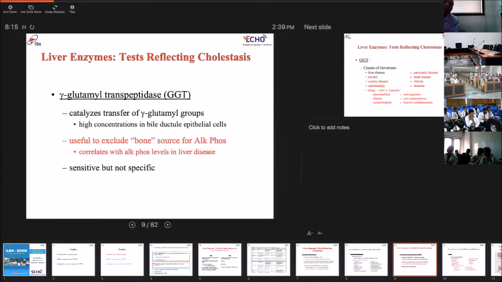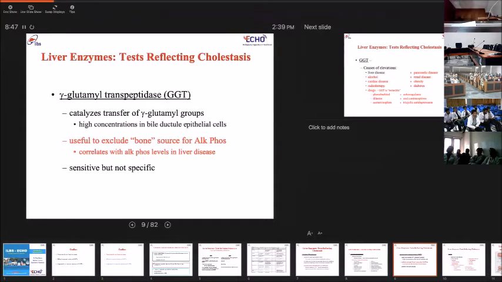Then GGT, that is gamma glutamyl transpeptidase, basically catalyzes the transfer of the gamma glutamyl group, and higher concentration is noted in the bile duct epithelial cells. It is the combination of alkaline phosphatase and gamma glutamyl transpeptidase that points toward the liver source of the elevation, rather than excluding other sources of alkaline phosphatase elevation. Basically, alkaline phosphatase is not specific.